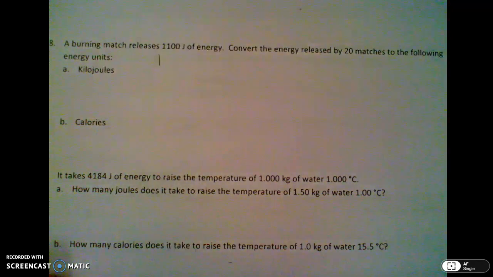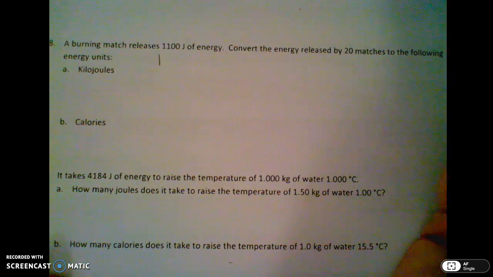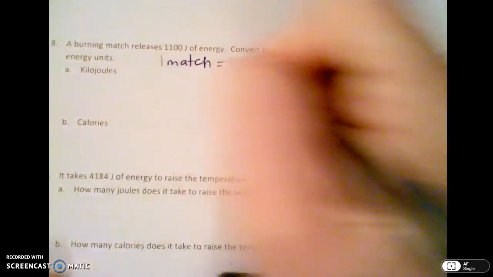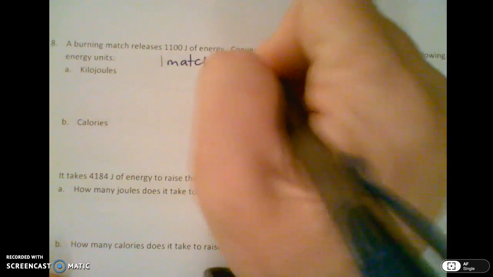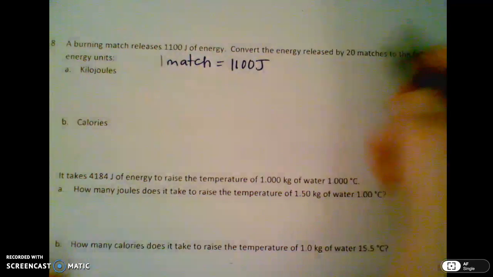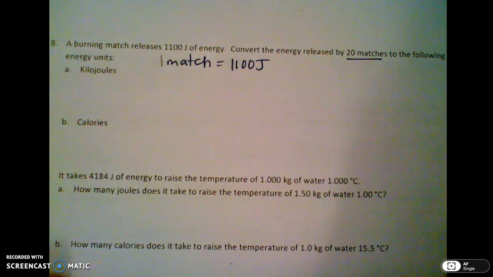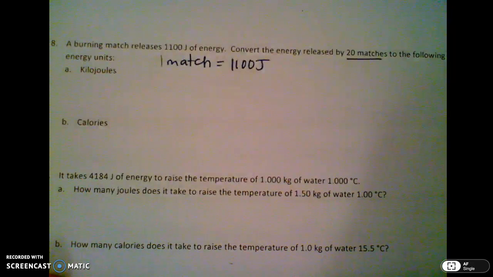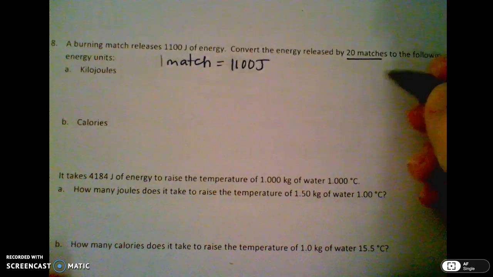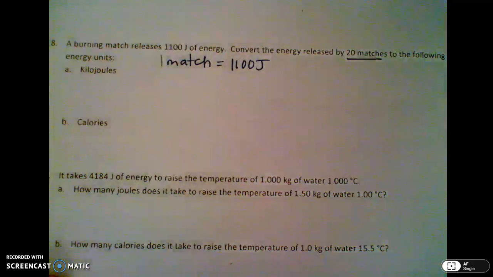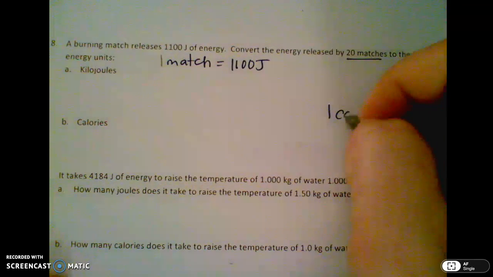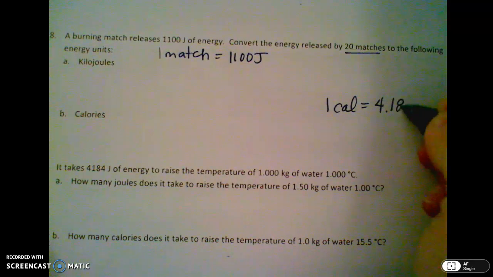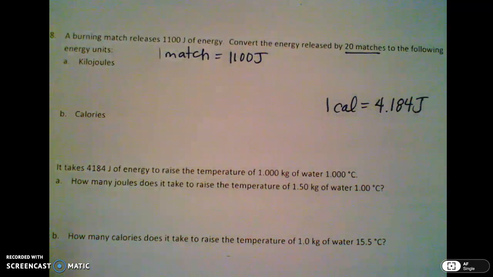If you're looking here at question number 8, you will notice this is still conversions. And so it tells you, just to give you a few conversion factors, that one match equals 1,100 joules. So there's your conversion factor. And remember that you are starting with 20 matches. So you are going to go ahead and convert what you have into kilojoules and calories. And don't forget that your conversion is on the back of the page for calories to joules. 1 cal equals 4.184 joules. So that's your conversion factor for that.